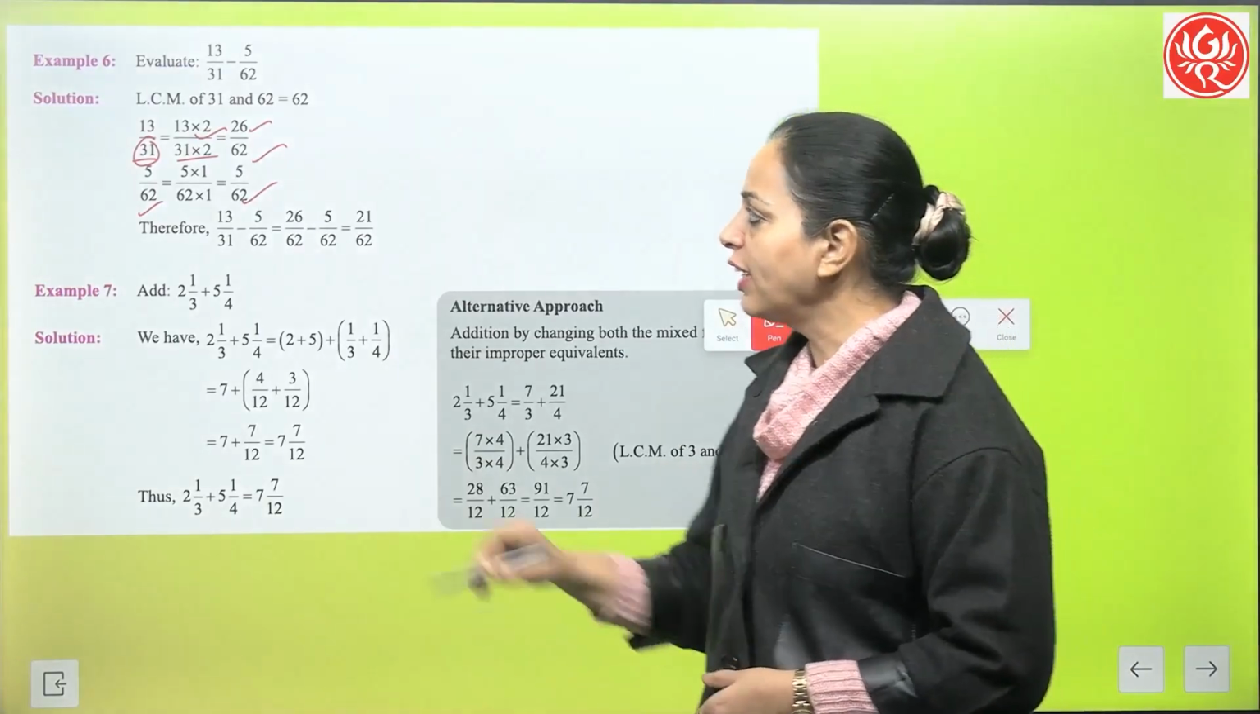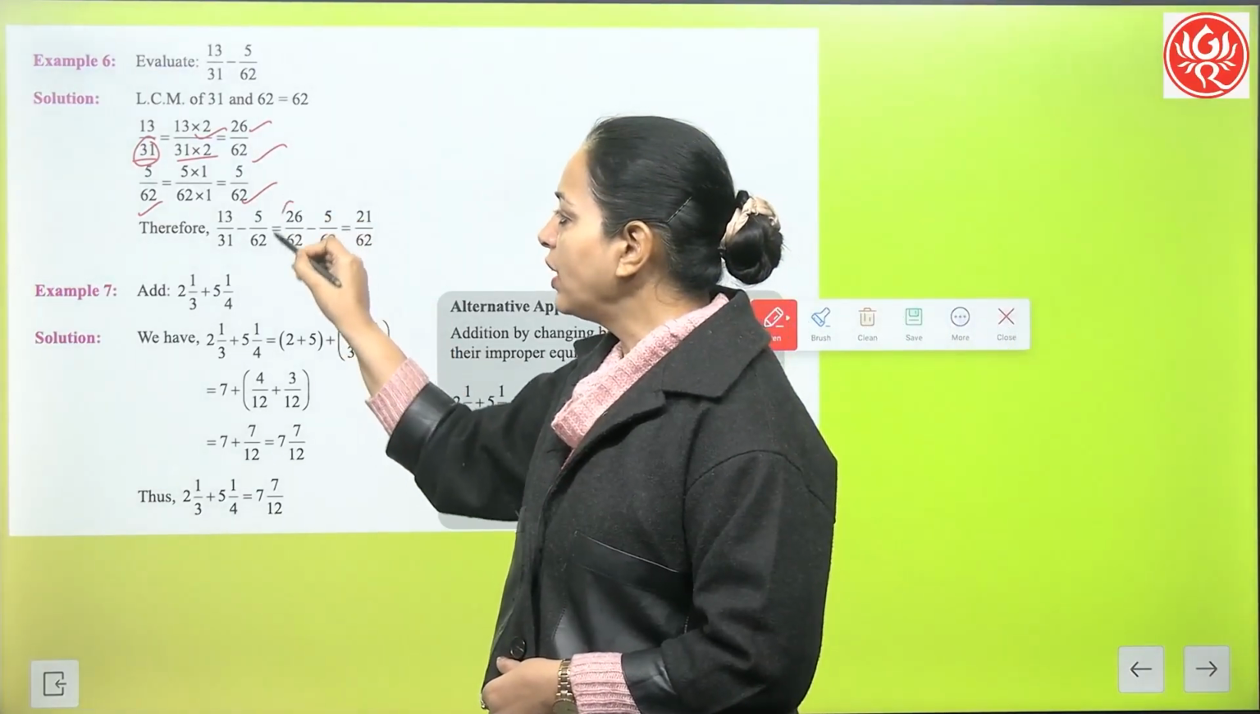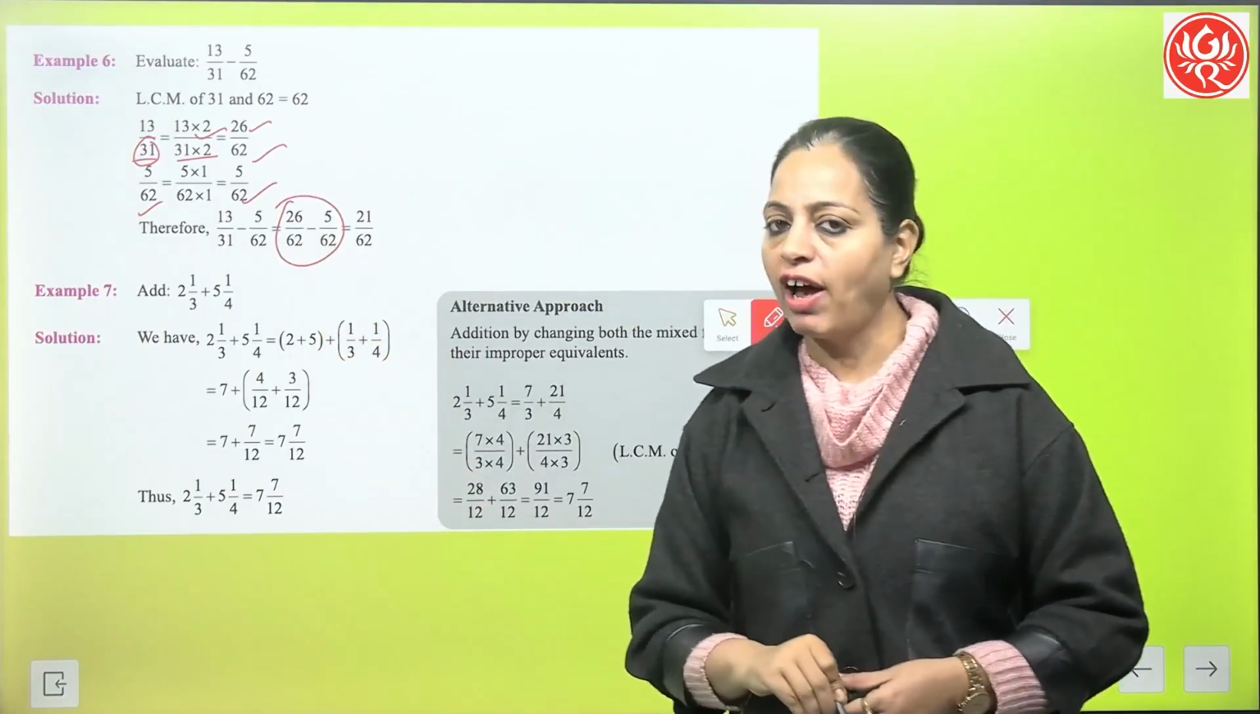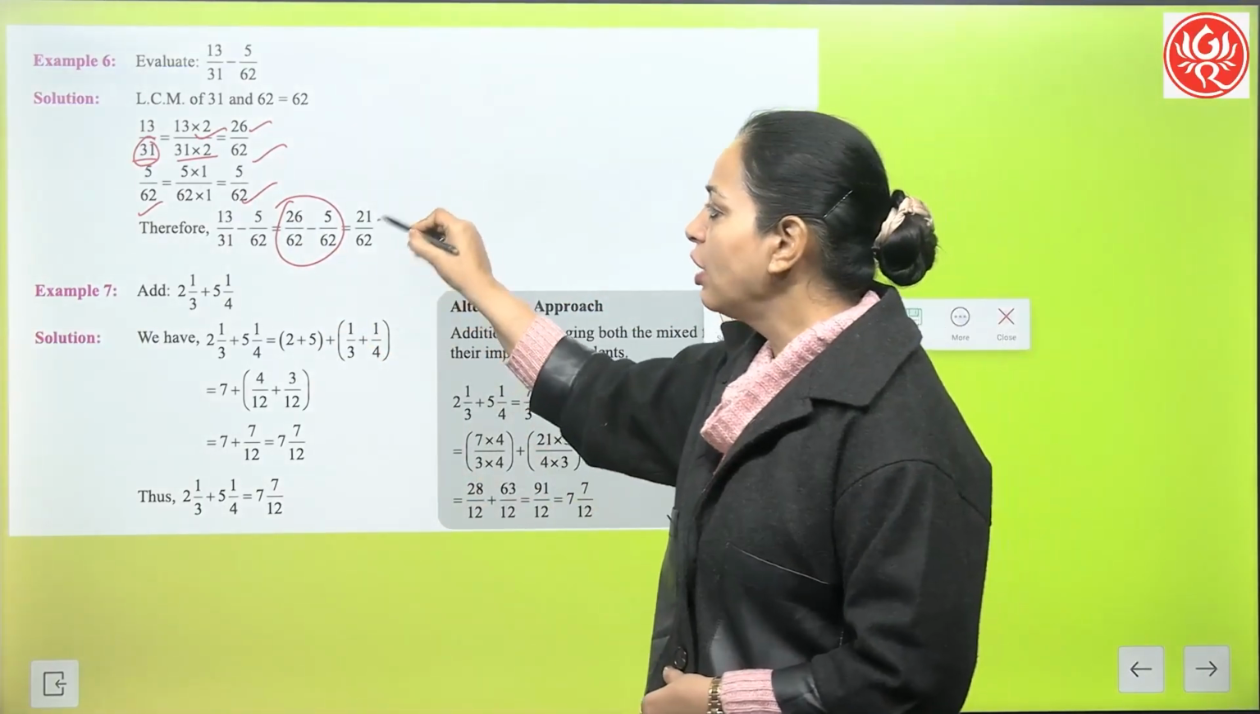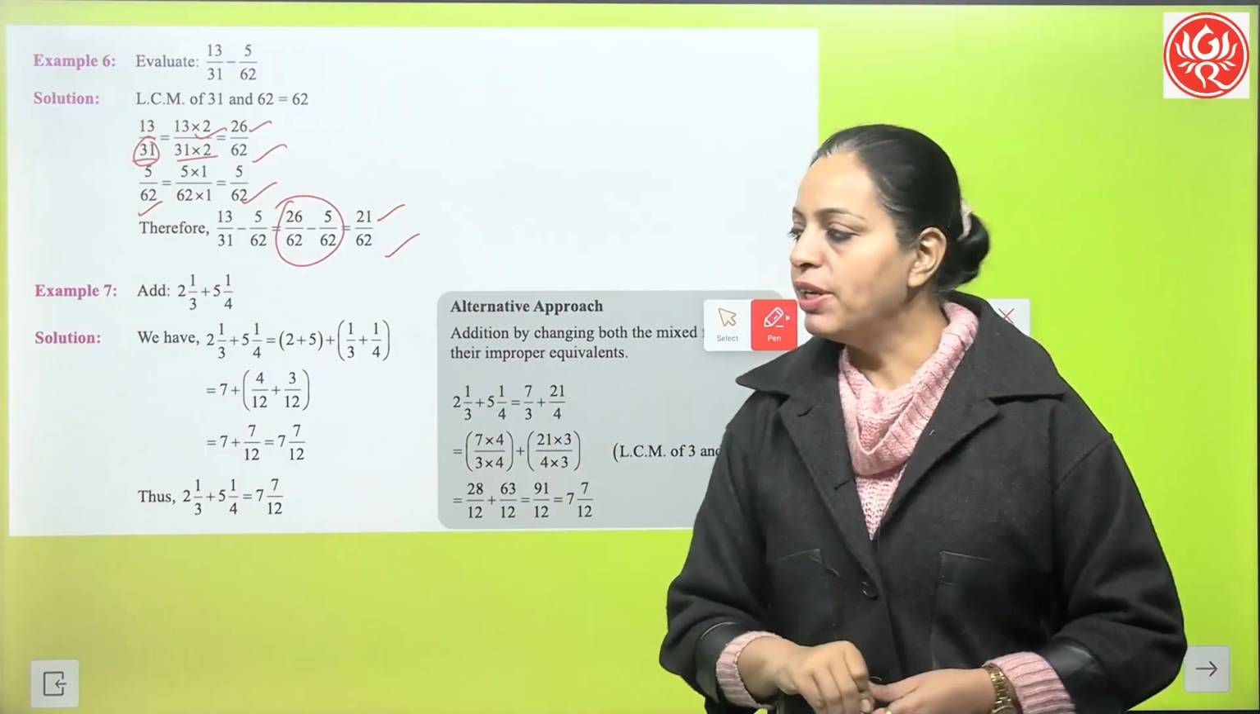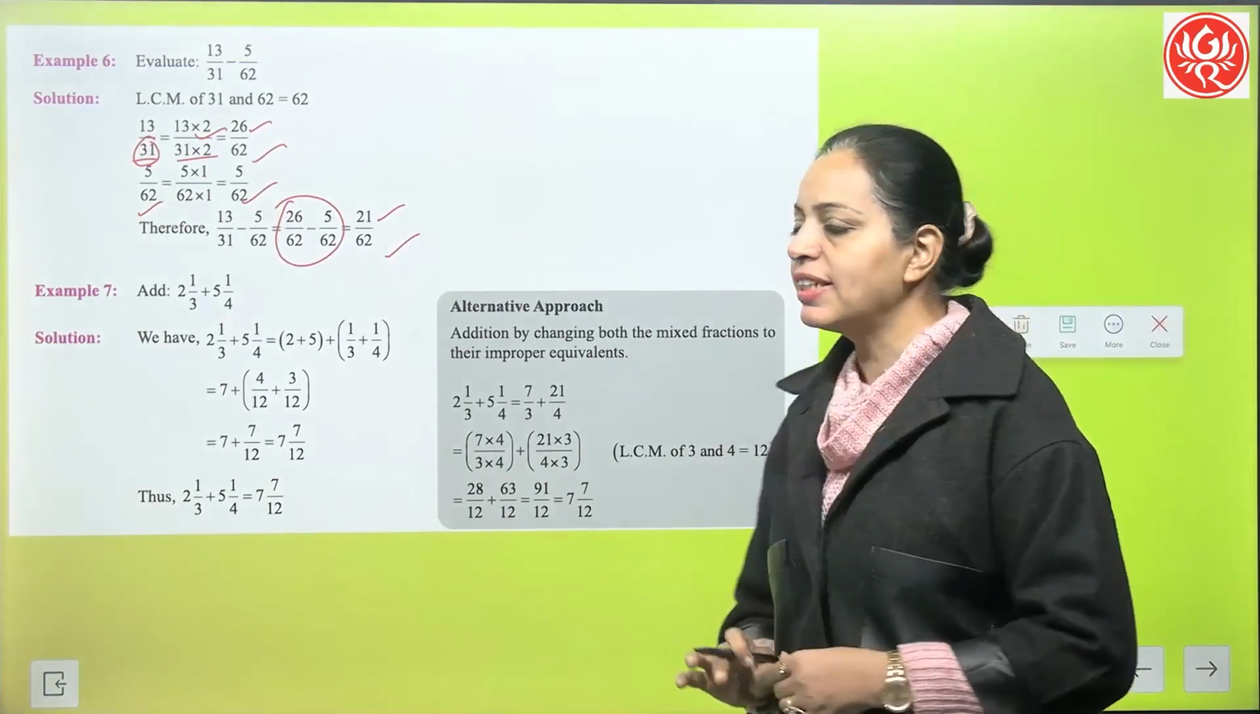Now subtract the numerators. Here 26 upon 62 minus 5 upon 62, that is 26 minus 5, which means 21 upon 62.